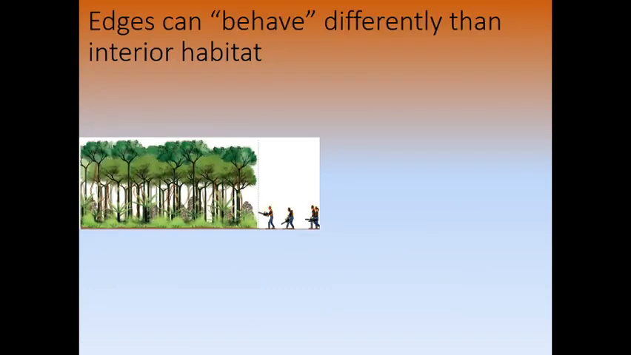Now, why does this matter? Well, edges are different than the interior habitat for a variety of reasons. There's more sun. Think about this forest: if it's all big canopy, there isn't much light able to make it to the forest floor. But as you cut up an area, that sunlight can hit the forest floor and really change conditions in this edge area.